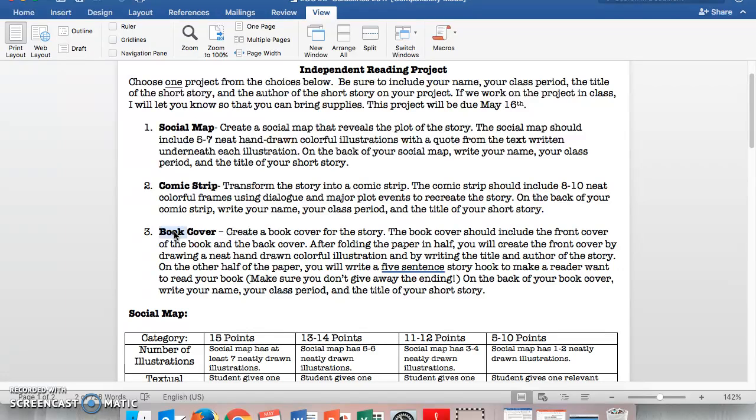On the other half of the paper, meaning when you open up that front piece, on the outside you've got the front of the book, and then on the inside there's usually a flap where you can write some information.